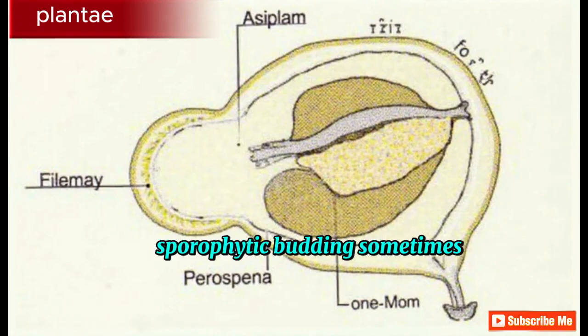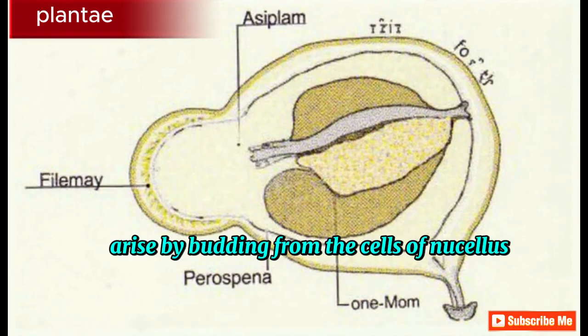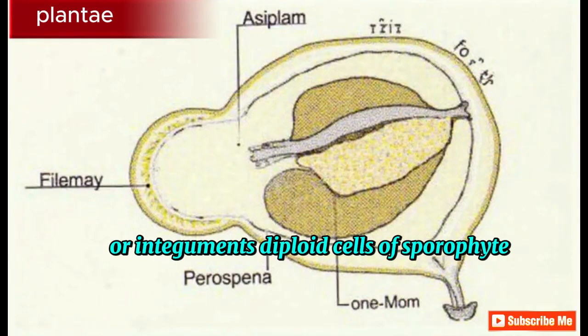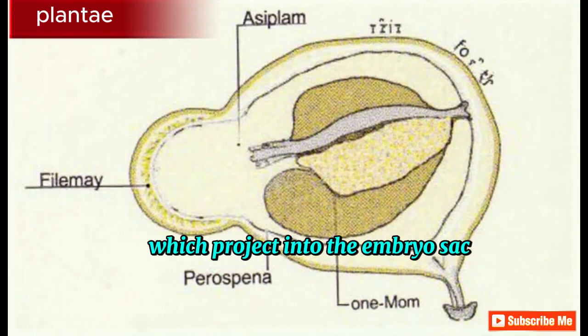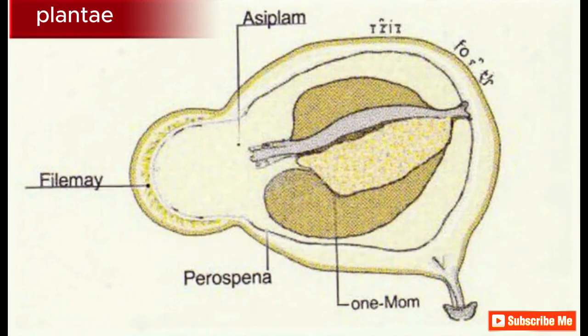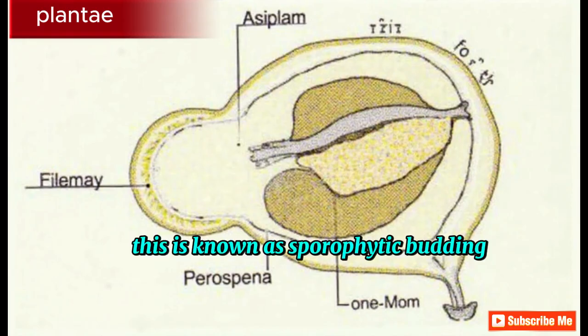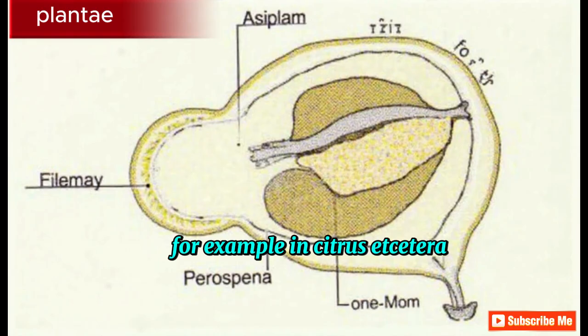Sporophytic budding. Sometimes the embryos arise by budding from the cells of the nucellus or integuments, which are diploid cells of the sporophyte, and project into the embryo sac. This is known as sporophytic budding, for example, in citrus, etc.